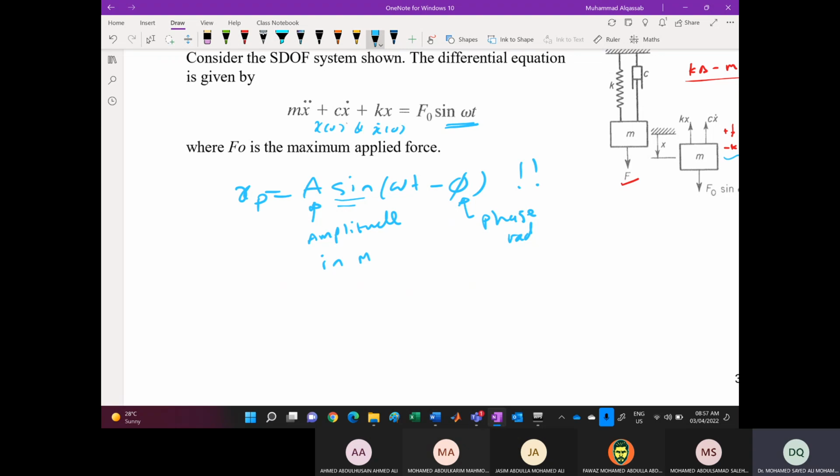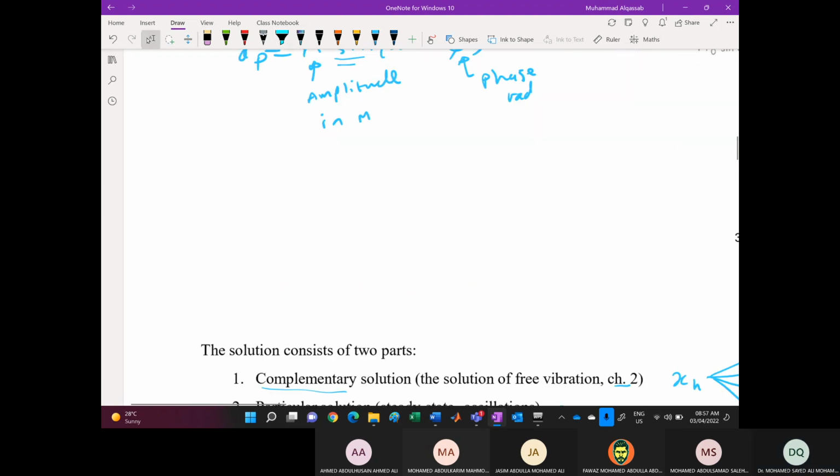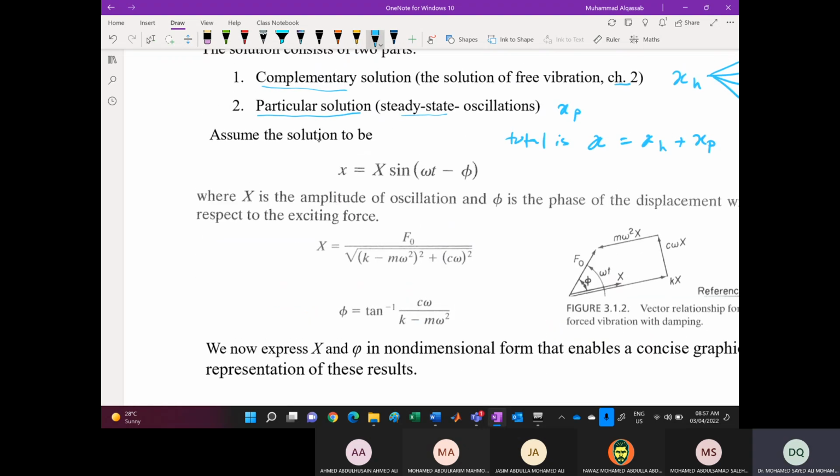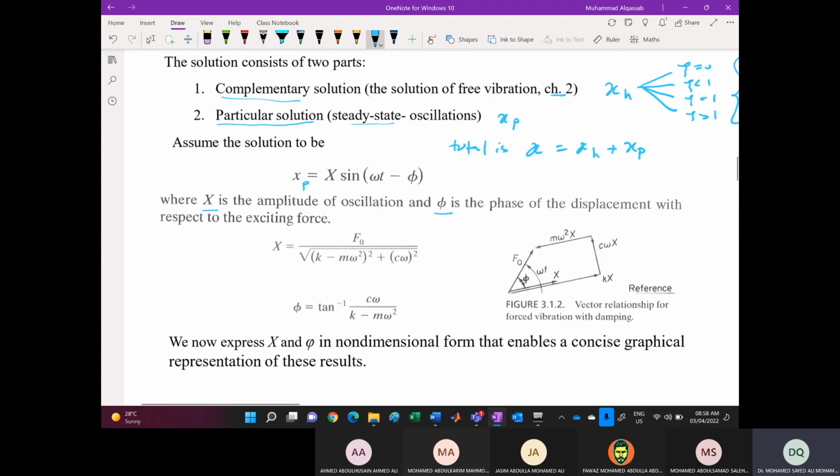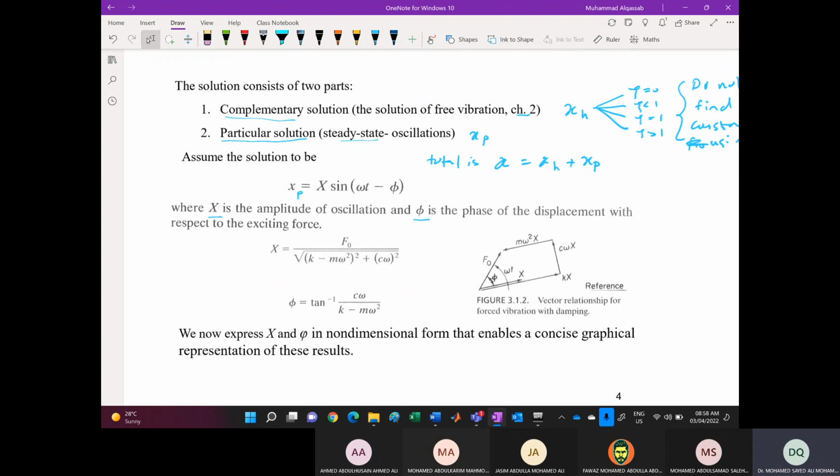For the particular solution, we should look at the right-hand side. So we assume the solution to be xp, not the total. Xp equal to X sine omega t minus phi. X here is the amplitude, the capital X, and phi is the phase. So it's just a matter of name. X is the amplitude in meter. Okay, so we will talk about the solution. There are 2 minutes left. I will keep this for the next lecture: how to find X and phi.